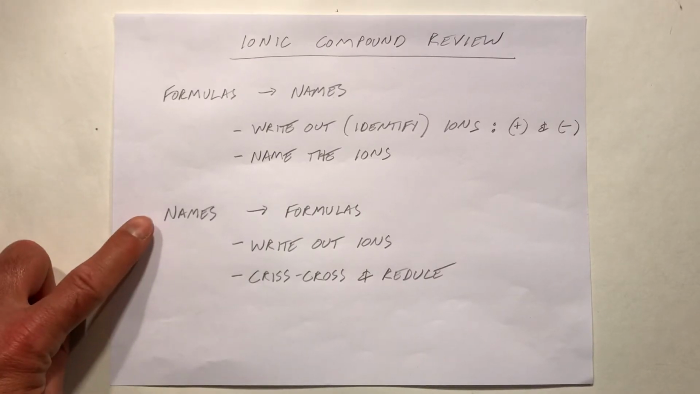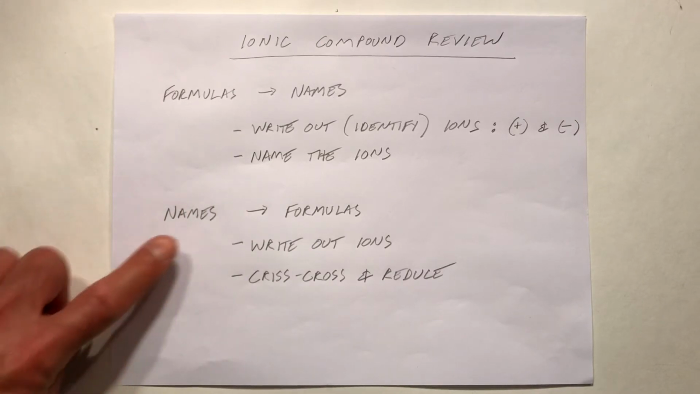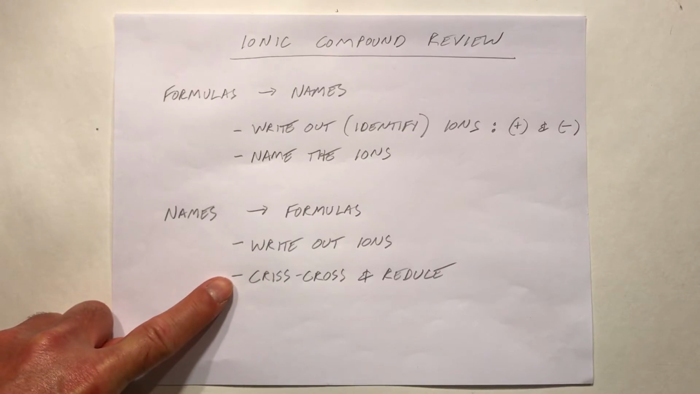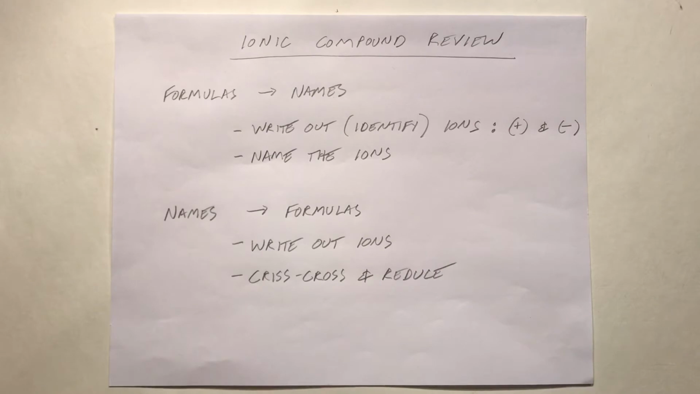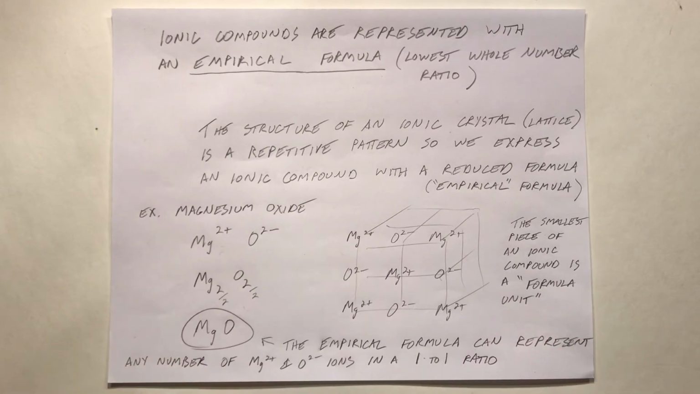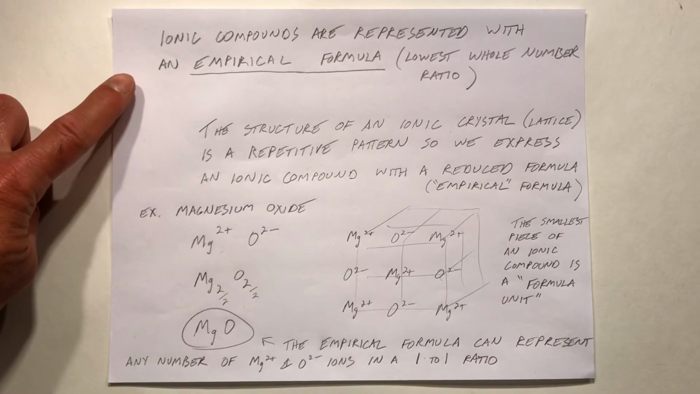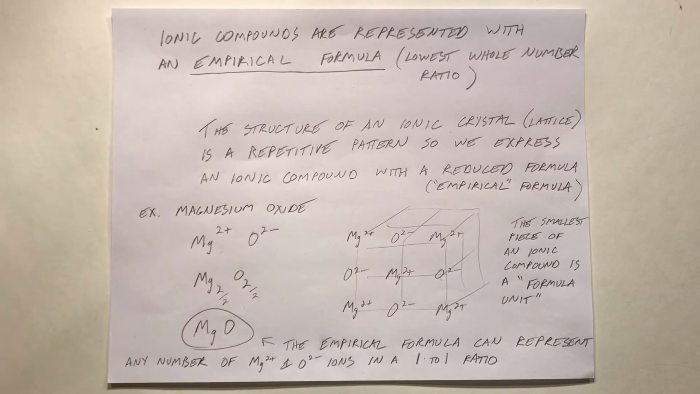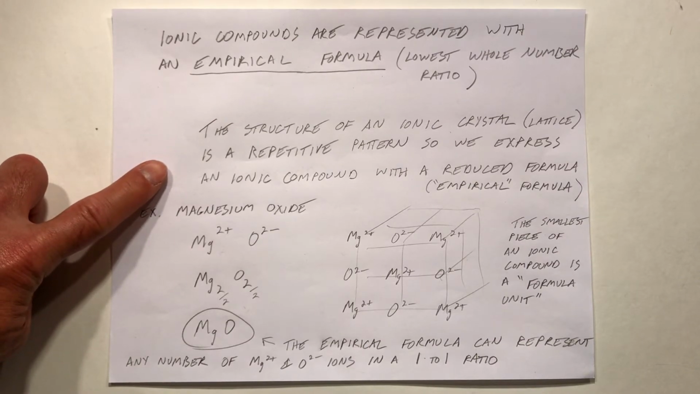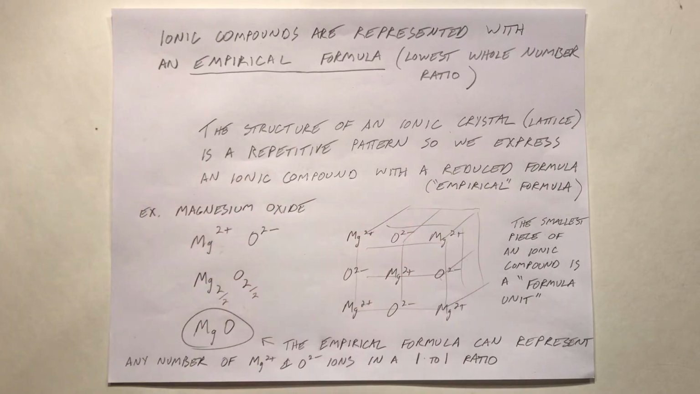If we know the ionic compound name and we want to determine the formula, we once again start by writing out the ions, and then we crisscross and reduce. We drop the plus and minus sign. But why do we reduce? Well, it turns out that's really an important aspect of ionic compound nomenclature, and that has to do with the structure of ionic compounds. Ionic compounds are represented with an empirical formula, or a lowest whole number ratio formula. The structure of an ionic crystal, or a lattice, is a repetitive pattern. So we express the ionic compound with a reduced formula, the empirical formula.